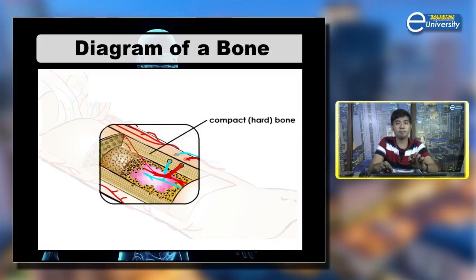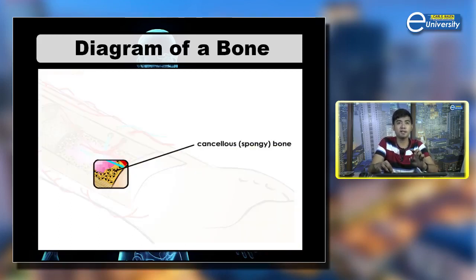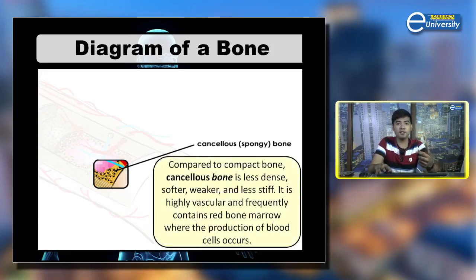Next is the compact bone, also known as the hard bone. Compact bone is one of the two types of osseous tissue that forms bones. It is harder, stronger, and stiffer than spongy or cancellous bone. And then we have the spongy bone. The main types of bone are the hard bone and the spongy bone. The hard bone provides the rigid framework for our body, while the spongy bone serves as the site for blood cell synthesis.